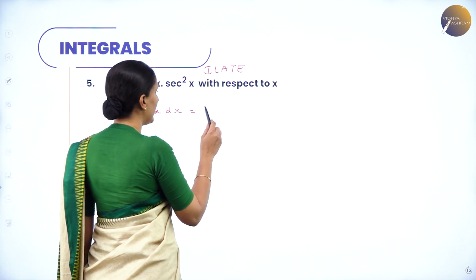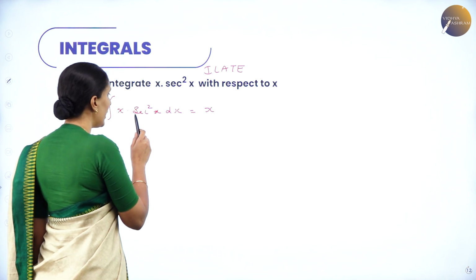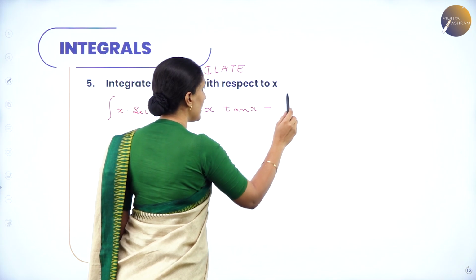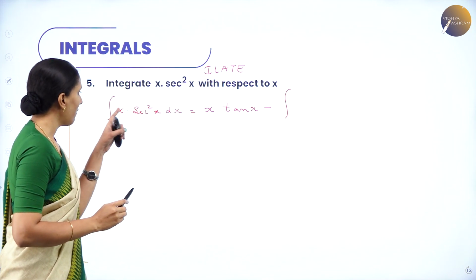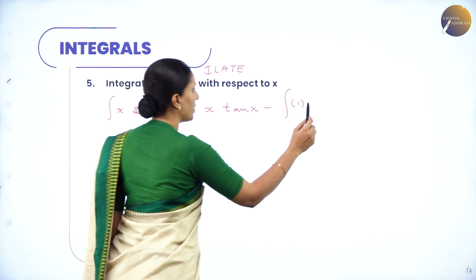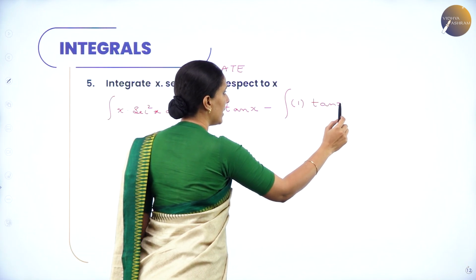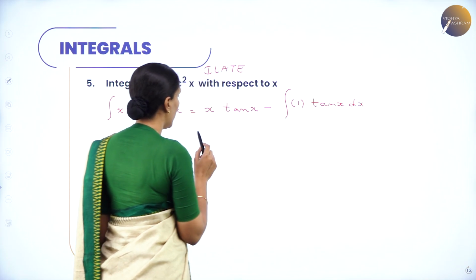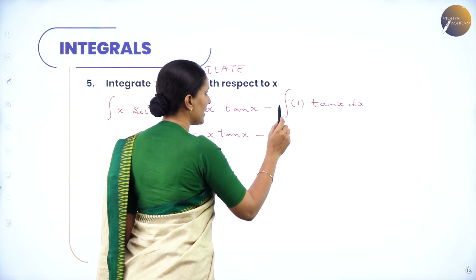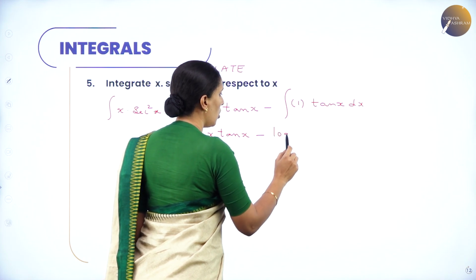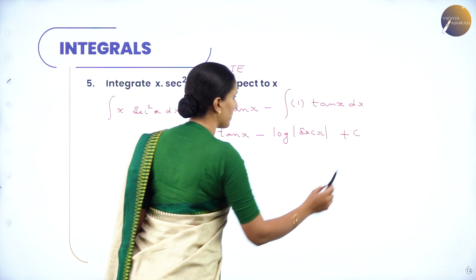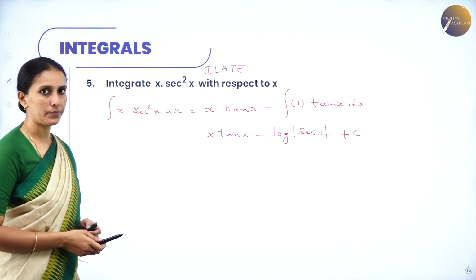So now let's integrate x into integration of secant square, which is tan x, minus integration of derivative of x, which is 1, again integration of secant square, which is tan x dx. Now finally we'll get x into tan x minus integration of tan x, which is log of secant x plus c. So this is the value.